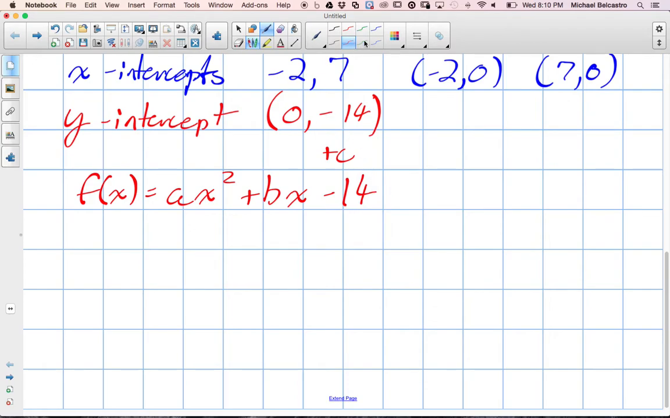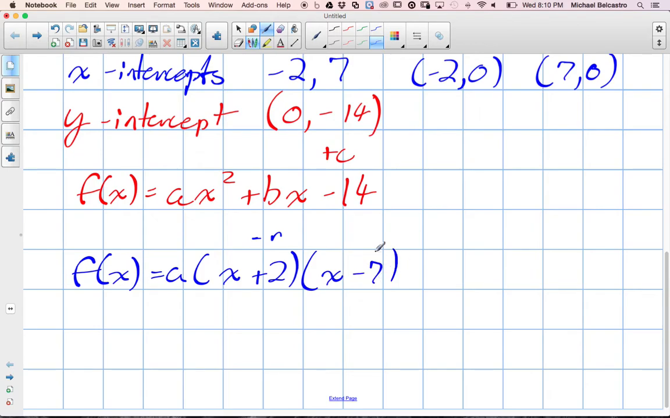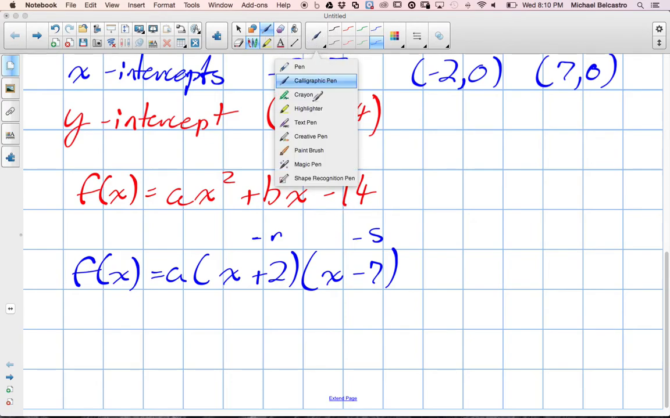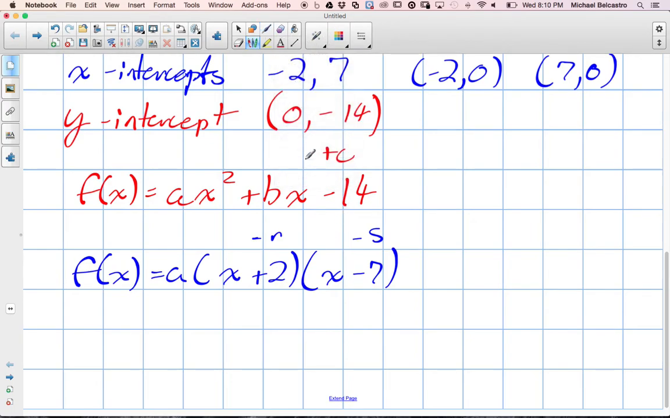Okay, in our factored form, we have f of x, our a is unknown, we have x - 2, so that actually becomes plus 2, right, because it's technically minus r, and x becomes minus 7 because this is technically minus s. Okay, so when we take a look here, what we really want to look at is how many variables are missing.